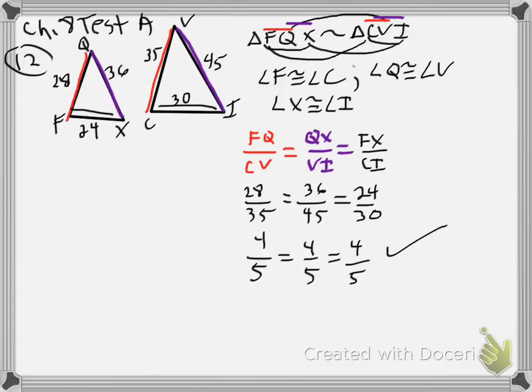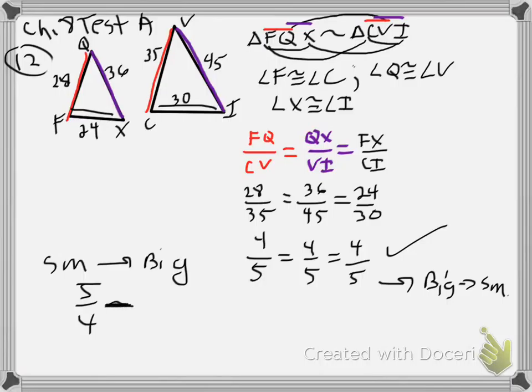And the scale factor, well, it depends which way you go. One way is, if you start at the big triangle and end at the small triangle, you'll get 4/5, which is 0.8. If you started with the small triangle and went to the big triangle, then just flip it over and go 5 over 4, which is exactly 1.25. So I'll take either one of those as long as it's consistent for all of them. That was number 12.